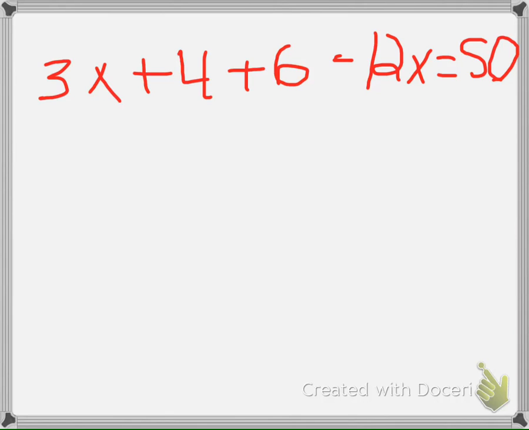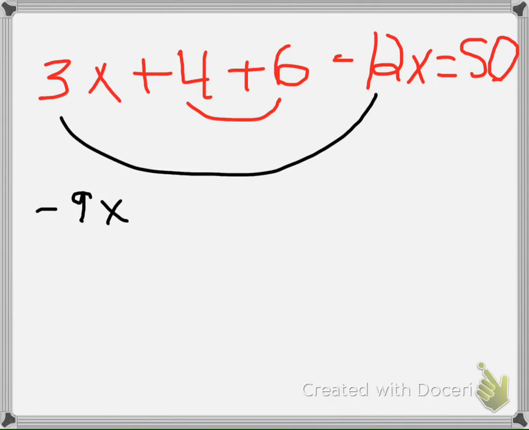Okay, like terms. You have 2 sets of like terms on this problem. Hope you caught both of them. First, let's put the 3x plus the negative 12x together. That's negative 9x. And then the 4 and the 6 added together is 10. And then over here, we have equals 50. So first we combined these for 10, and we combined 3x and negative 12x for negative 9x.